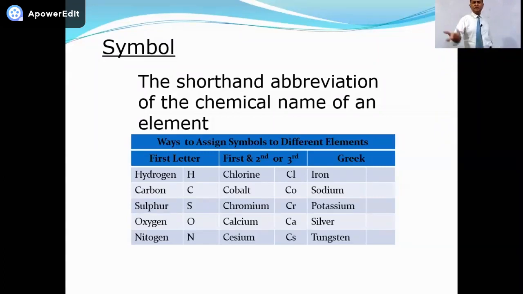So what is the second way of assigning symbols? Not only use the first letter, but also write another one. So what is the symbol of magnesium? Mg. Manganese, Mn. Molybdenum, Mb. So the next rule is that beside the first letter, another letter could be used. As you can see on the screen, chlorine, cobalt, chromium, calcium, cesium, all start with C. So to avoid confusion, we write the second or third letter. Chlorine Cl, cobalt Co, chromium Cr, calcium Ca, cesium Cs. Okay? First way, choose the first letter. Second way of assigning symbols, choose the first letter plus second or third letter. Clear? Third way. Okay.